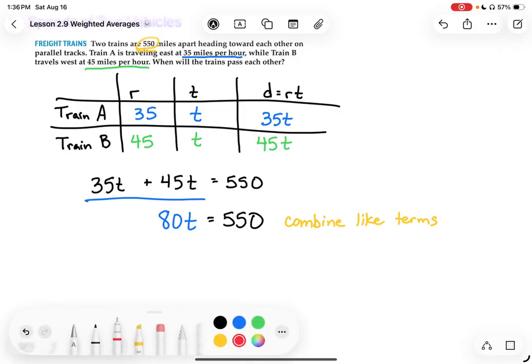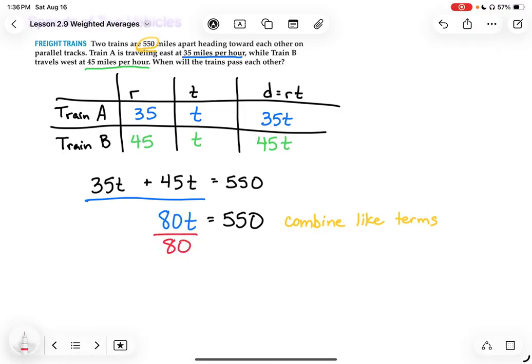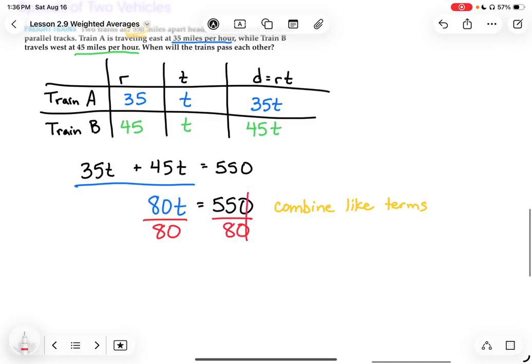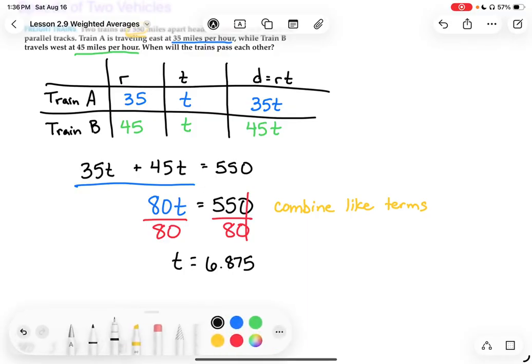And then we've just got the division property of equality. We'll divide both sides by 80. We can cancel these zeros here, and we've got 55 divided by 8. And 55 divided by 8 is 6.875. That is the division property of equality.